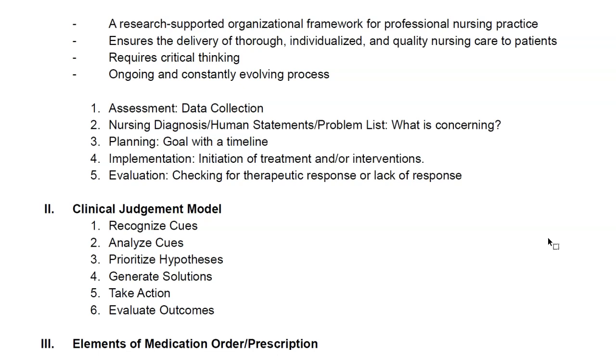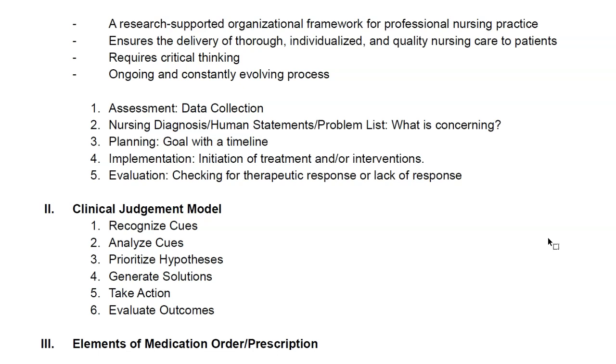Number 3 is prioritizing hypothesis. So based on everything that we've collected, what do we think is wrong? What is likely going on with our patient? Number 4 is generating solutions. So based on what we think is wrong with our patient, now we start coming up with certain solutions. How are we gonna fix the problem, right? What are the things that we need to do to hopefully alleviate whatever the patient is feeling?